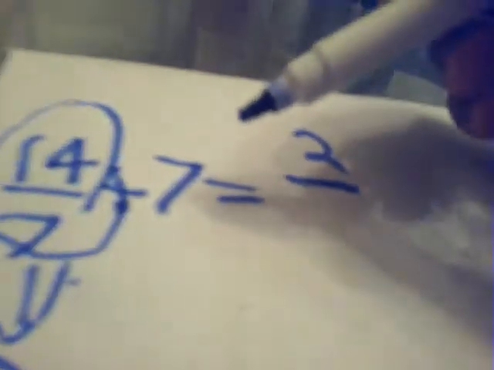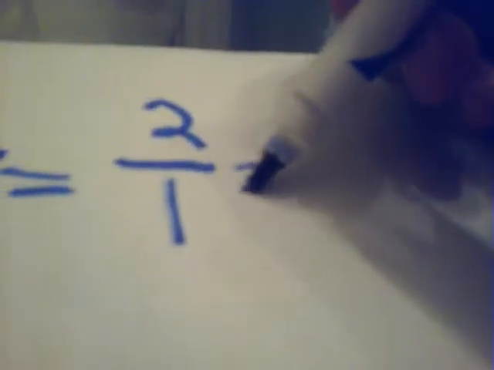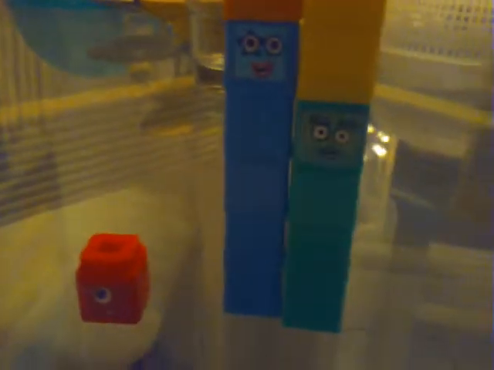Now 14 divided by 7 is 2, and 7 divided by 7 is 1. This is also equivalent to 2. So this is also an equivalent fraction because 2 equals 2. So now let's see if you guys can get this.